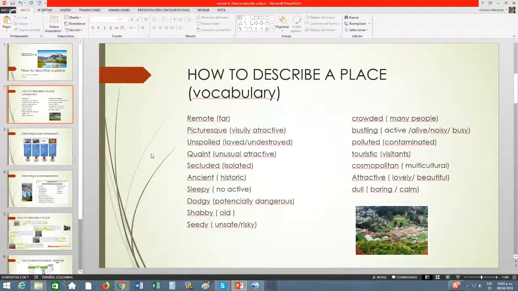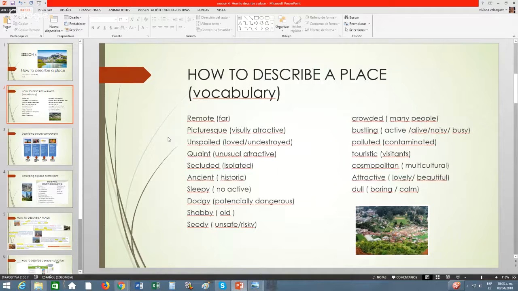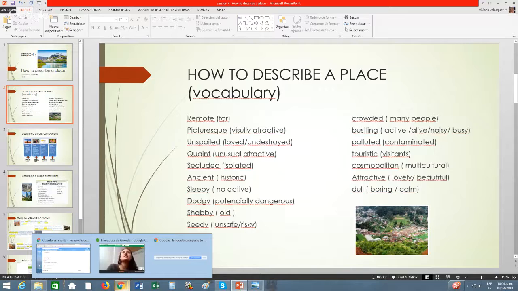The other one is secluded. Secluded has as a synonym isolated. It is similar also to remote. So it is a place that is not easy to access because we don't have roads or buildings, but it's more for natural places. For example, a dangerous place? No, it's not exactly a dangerous place, but it's difficult to get there easily, no?